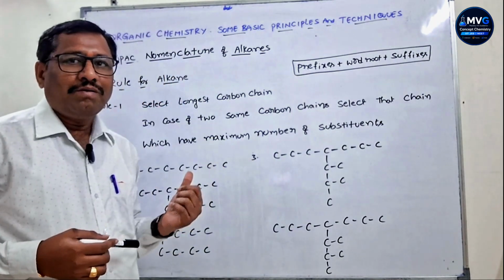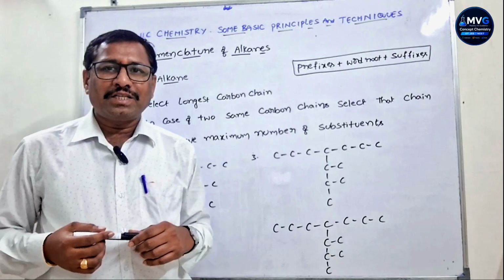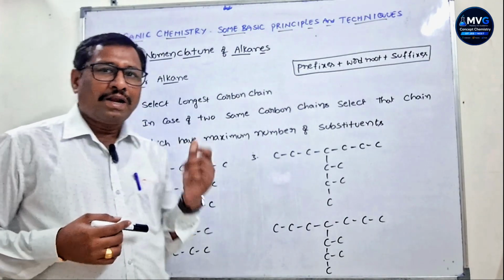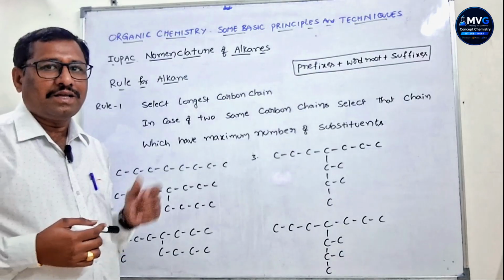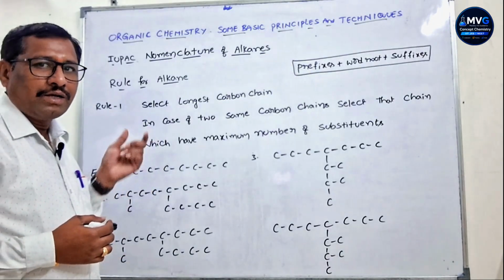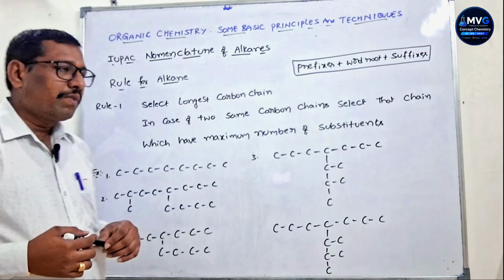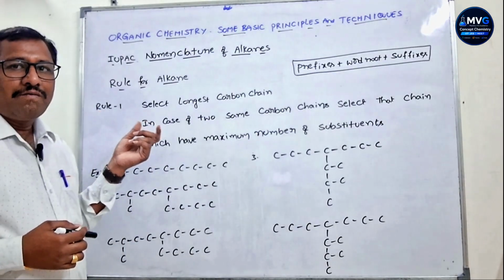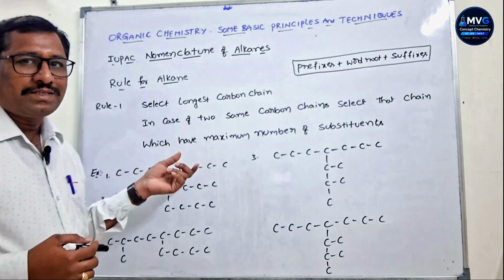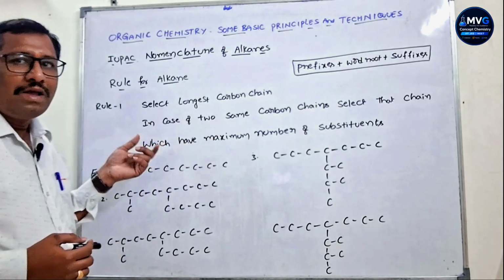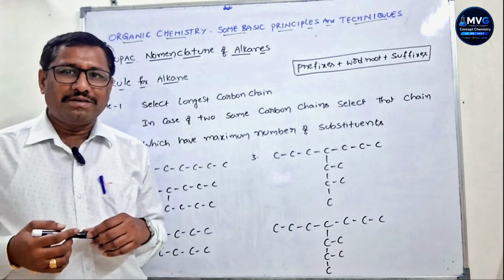Now in this video, we are discussing how to write IUPAC nomenclature for alkanes, students. To write alkanes IUPAC nomenclature, there are a few rules. According to those rules, we can write the IUPAC nomenclature. Now rule 1, students. While I am writing and explaining it is time taking, that's why I have written it on the board. Now here, rule number 1: select the longest carbon chain.